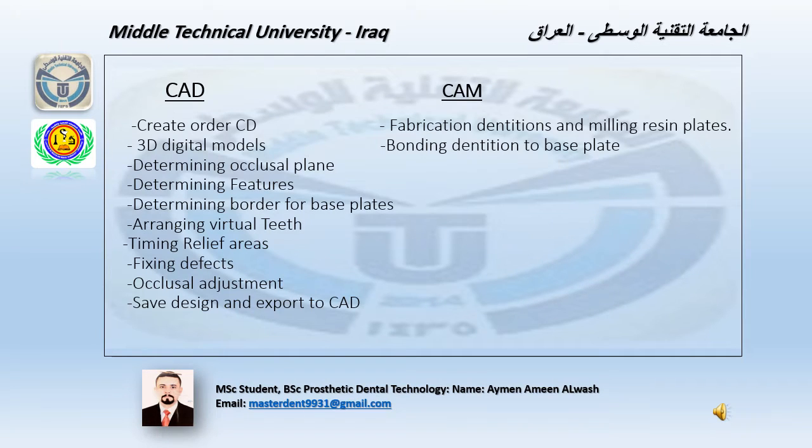The CAD procedure involves creating an order for the complete denture, collecting the 3D digital model, determining the occlusion plane, determining the feature, determining the border for the face plate, arranging virtual teeth, diamonding relief area, fixing defects, occlusion adjustment, and saving the design and exporting to CAM. And the CAM procedure involves fabrication of the dentition and face plates by milling resin plate, and then bonding the dentition to the face plate.